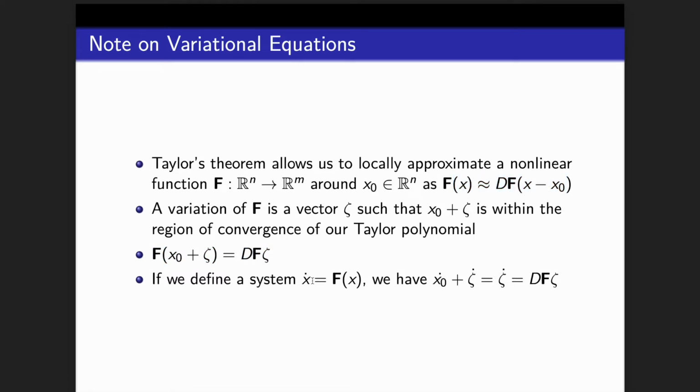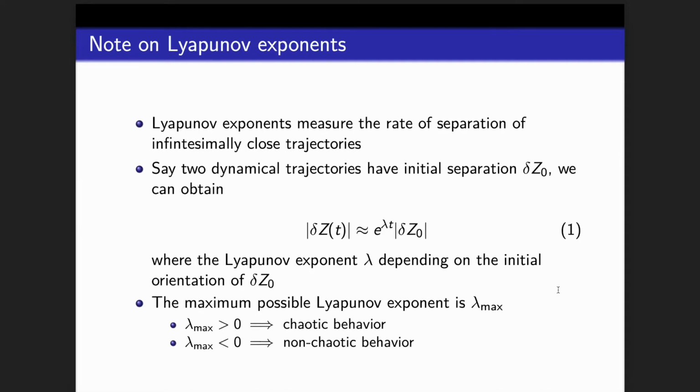And then if we define our system x dot equals f of x, and we plug in x naught plus our variation to this, we get this form here. And so this basically means that we can locally describe the dynamics of our system with a linear equation, which we can analyze.